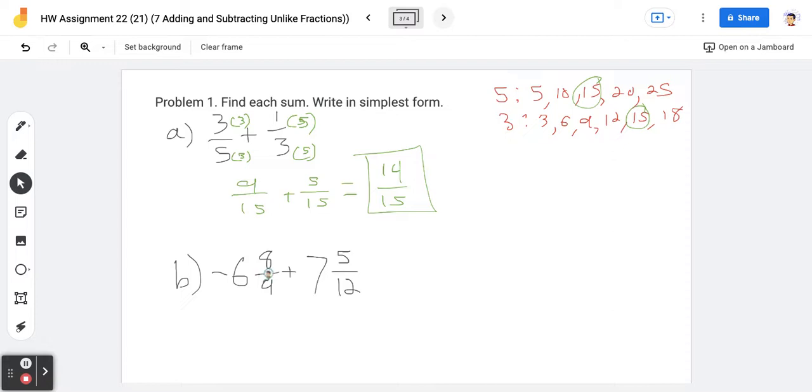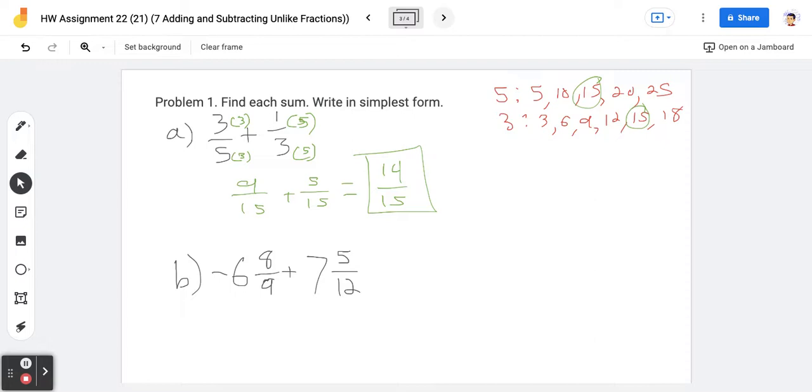Just to identify, this is a 9. So we have 9 and 12. I know that the least common denominator of 9 and 12 is going to be 36, because it's not 18 and it's not 27. But let's go ahead and turn these into improper fractions, and then we'll talk about the least common denominator.